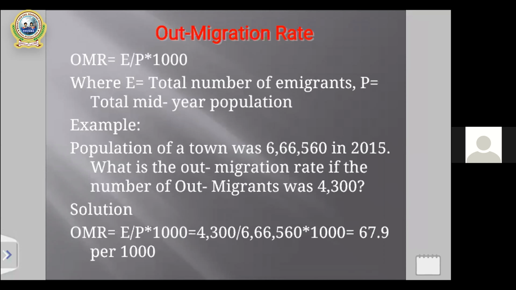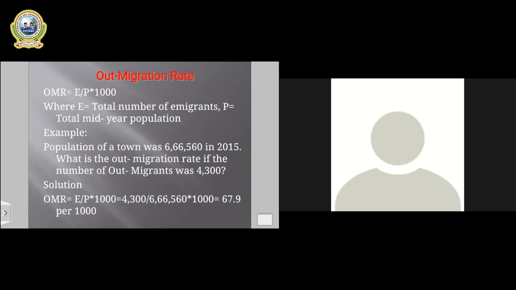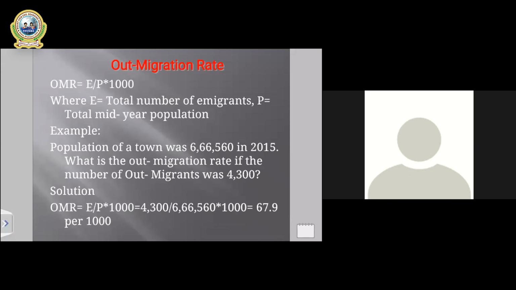Okay, my dear students, once again, I want to give one additional example. In the same example, to calculate the numerical problems, listen very carefully. Suppose the population of a town was 6 lakh in 2010. Only 6 lakh in 2010. What was the out migration rate if the number of out migrants was 4,000? Only 4,000. Now we have to use the formula, and we can easily calculate the numerical problems.